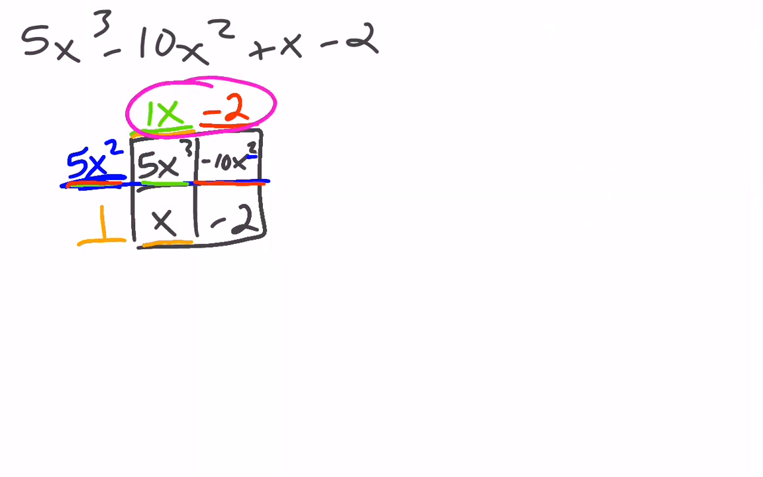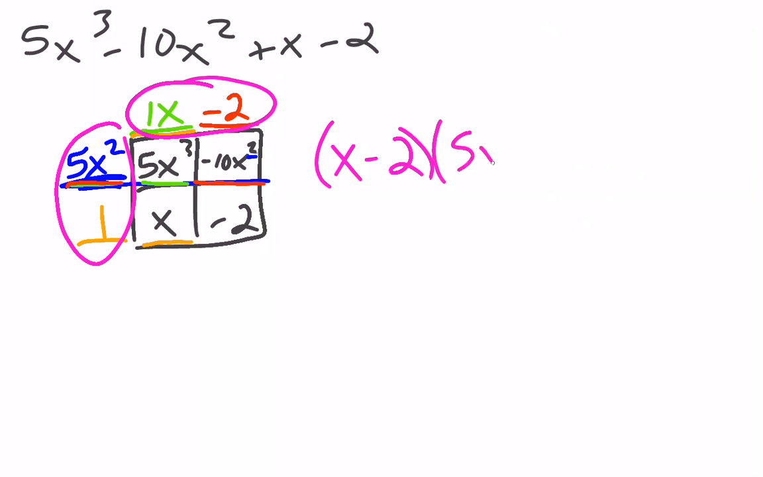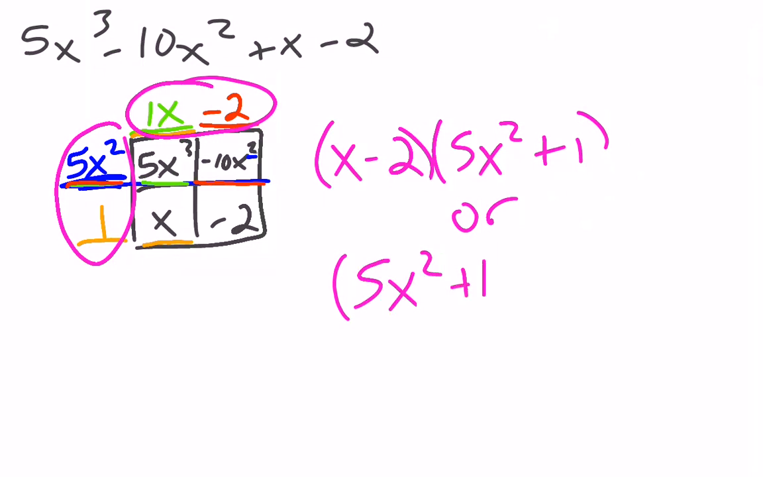And now all I need to do is write my final answers. So I do the top times the side. Or you can do side times top. You get exactly the same thing. So, 5x squared times x plus 1, or x minus 2 times 5x squared plus 1. Either of those is perfectly fine.